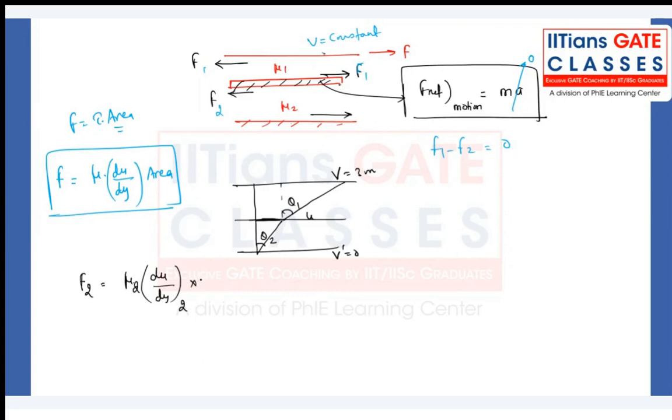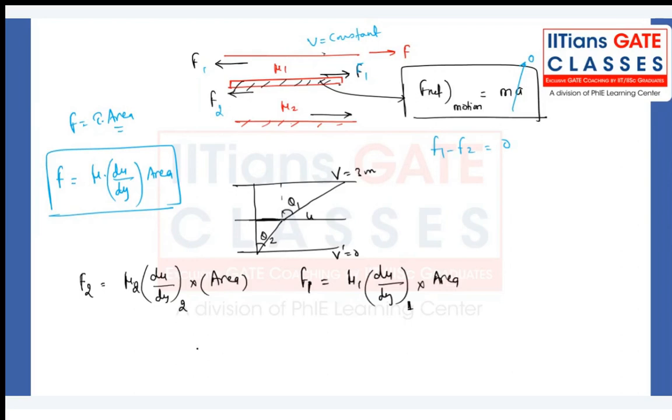What is the area? Let's consider the area to be whatever the width will be there. Width I can consider as 1, and the length of the plate to be, let's say, L, right? And what about force 1? Force 1 will be mu1 into du by dy for the first fluid into the same area.